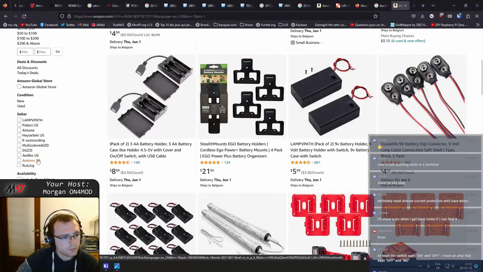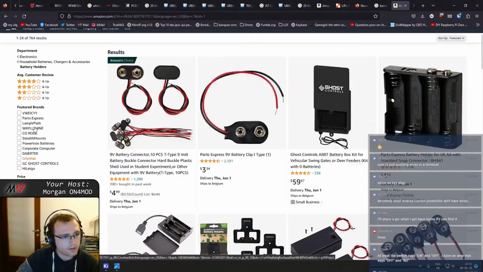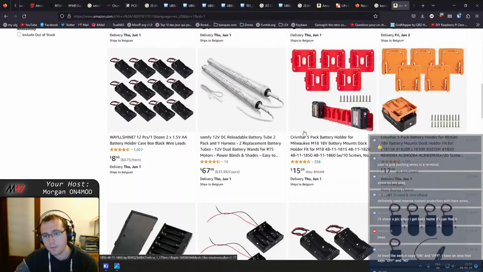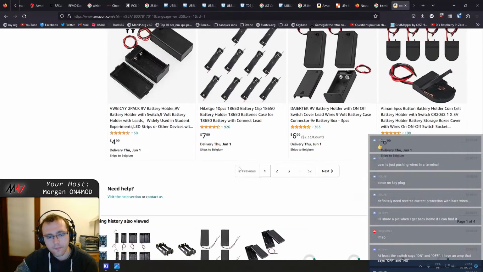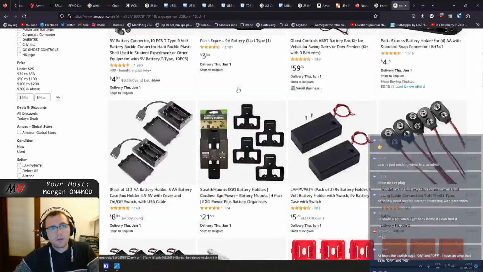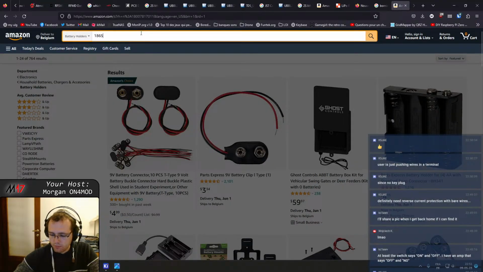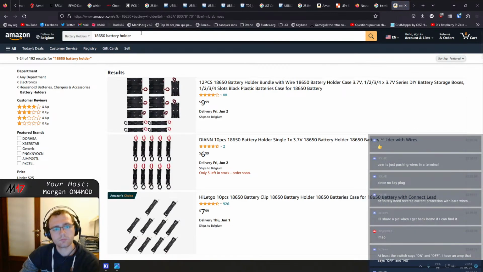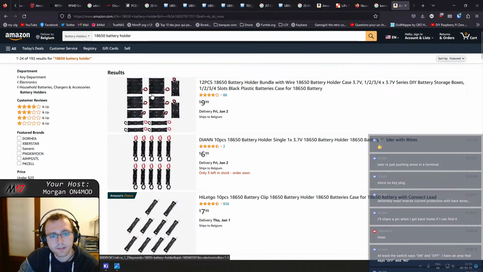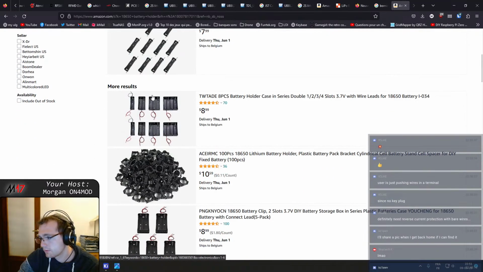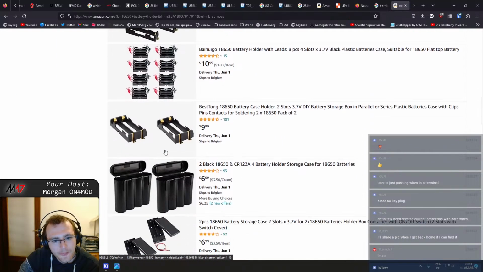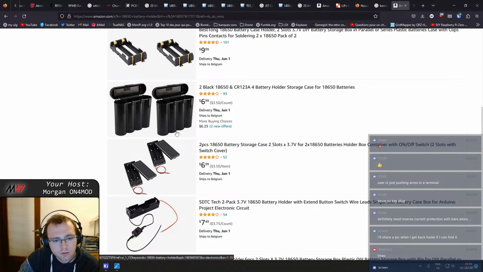Do we have a way to specify the size of the battery that we want? Of course no, because it's Amazon and the search engine on Amazon is bad. Oh, 12 pieces. Yeah, that's something that you can solder on the board, but we won't.